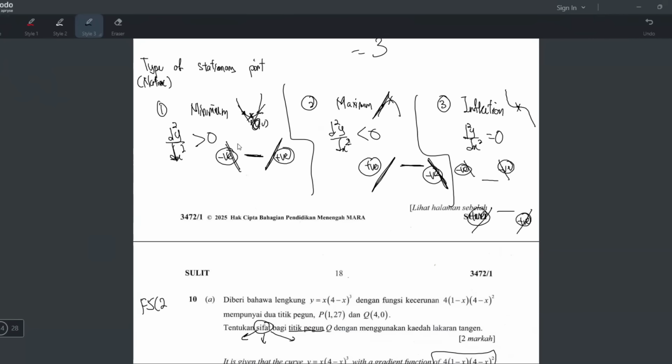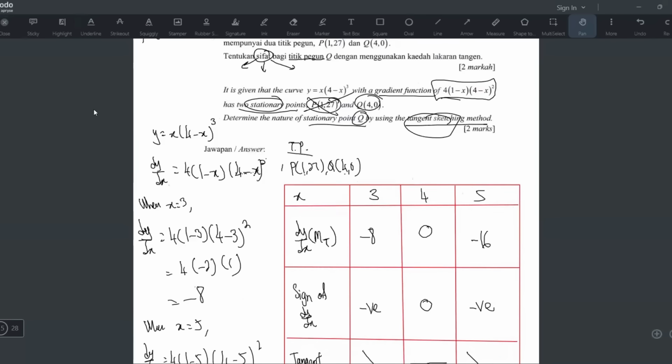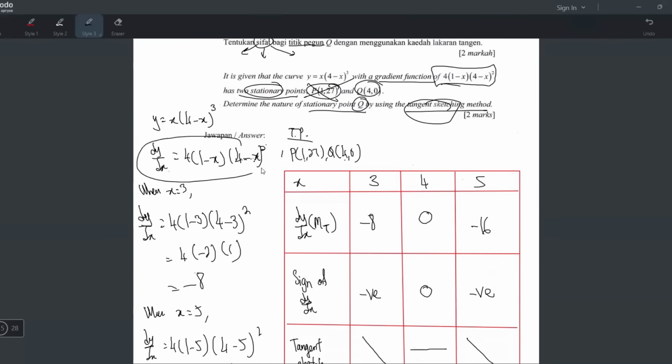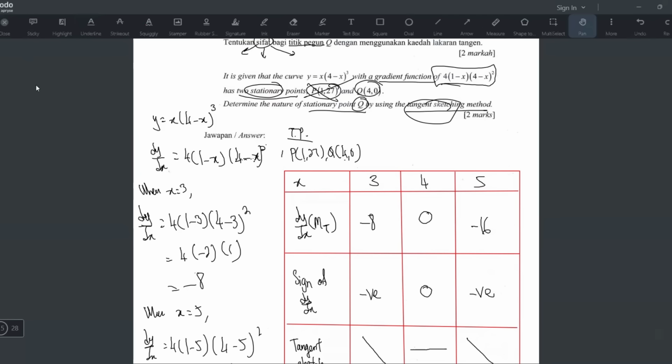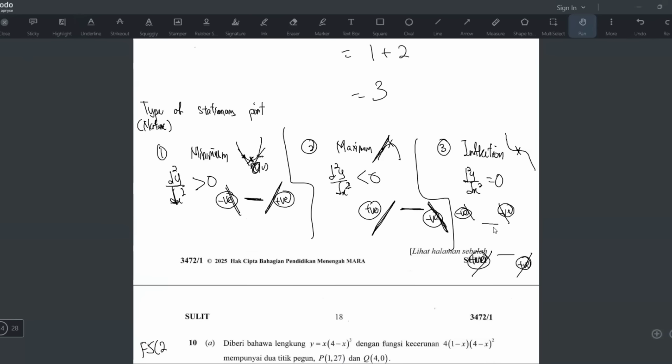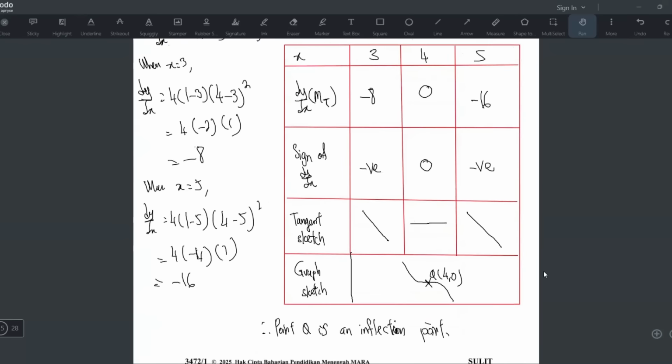Doesn't matter whether you use the tangent sketching method or the second derivative method, it will give you the same. So imagine if I use the second derivative method for this, I'll be differentiating this again to get d2y/dx2, and then since I'm using point Q, I will sub the Q, the 4, inside the second derivative answer, and trust me, you will get 0. That's because it's an inflection point. Okay, hope you understand.